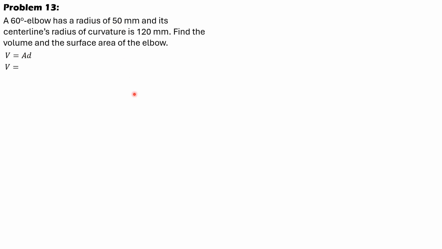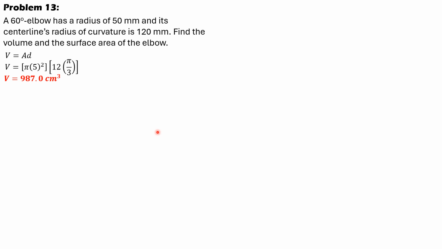So volume is pi times 5 squared times quantity 12 times pi over 3 radians. Pi over 3 is 60 degrees, and 12 is the radius of curvature. So solving for that, the volume of the elbow is 987.0 cubic centimeters.